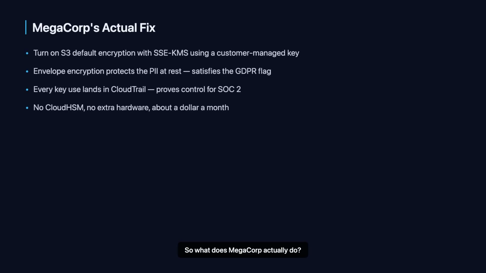So what does Megacorp actually do? They turn on S3 default encryption using server-side encryption with KMS, backed by a customer-managed key. Envelope encryption now protects the PII at rest, which clears the GDPR flag. And because every use of that key is logged, CloudTrail becomes the paper trail that proves control for SOC 2. Notice what they didn't need. No CloudHSM, no dedicated hardware, no $1,000 bill. Just a customer-managed key for about $1 a month. That's the default answer for the overwhelming majority of scenarios.